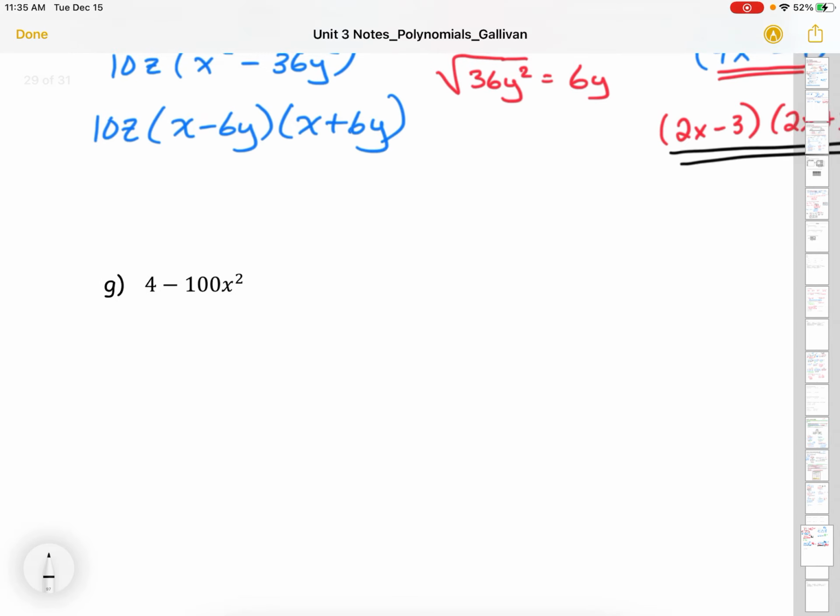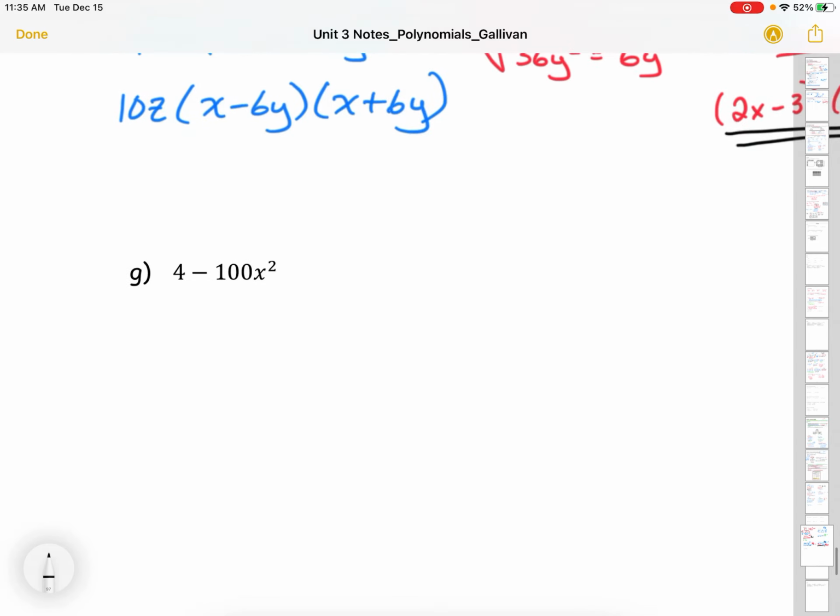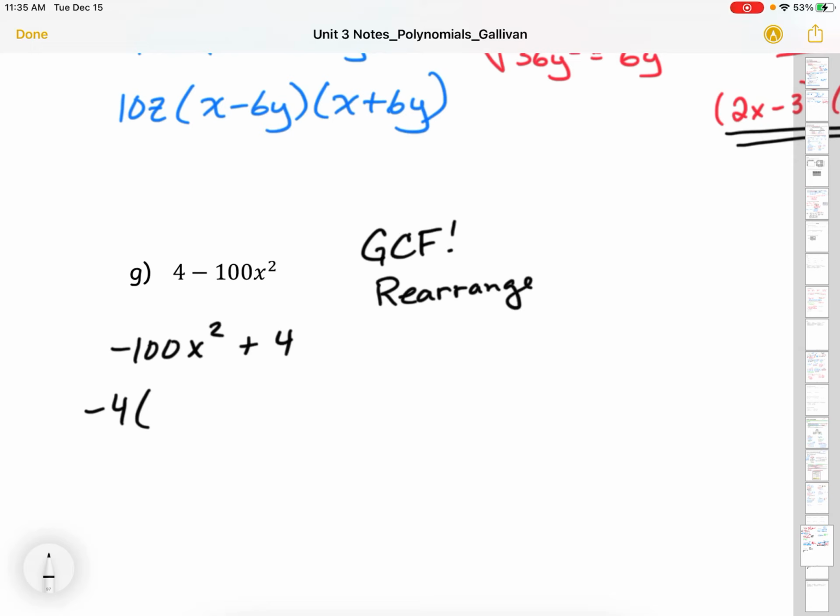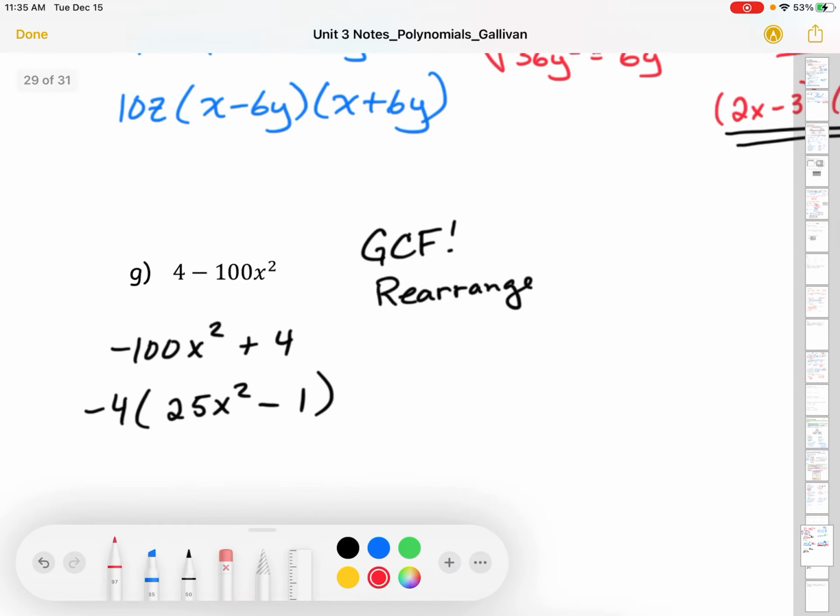Okay, and our last example, 4 minus 100x squared. I've got to take out my GCF first, even though I cannot do it. And I'm going to also rearrange. Why am I rearranging? Does it matter? Oh, because of the order, right? Okay, so negative 100x squared plus 4. So I now have a negative in the front, but I'm going to divide by negative 4. So I'll get 25x squared minus 1.